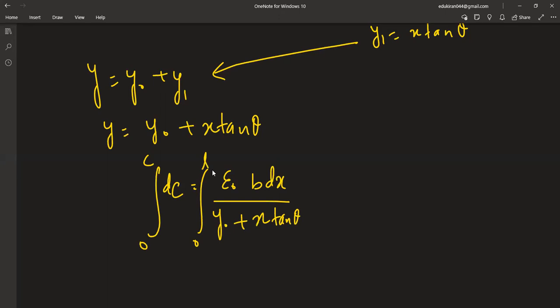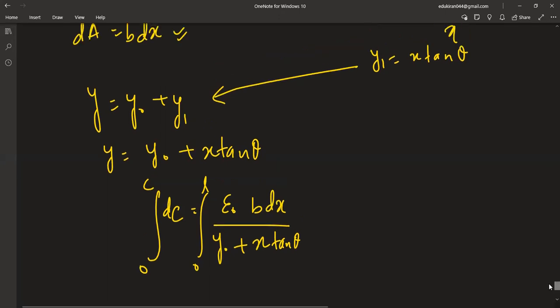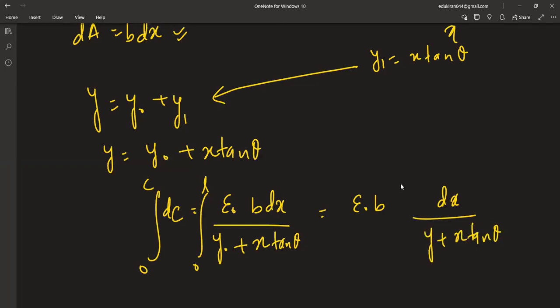How will you solve it? This is your simple method. Epsilon naught, we should take it outside. Epsilon naught and b, both the things will be outside. So just tell me one thing. If I'm having dx over y naught plus x tan theta, and I'm integrating it from 0 to L, is it looking like something which you can solve further?